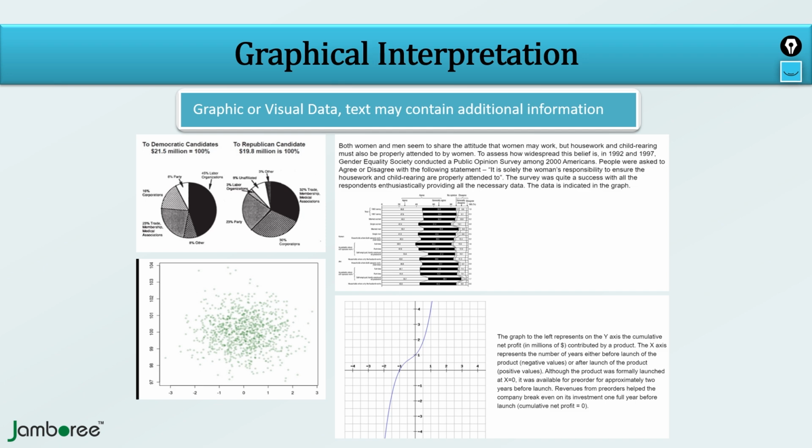That accompanying text or paragraph is very important because sometimes some information which is not present in the graph is usually present in the paragraph. So we need to read and understand the paragraph properly.